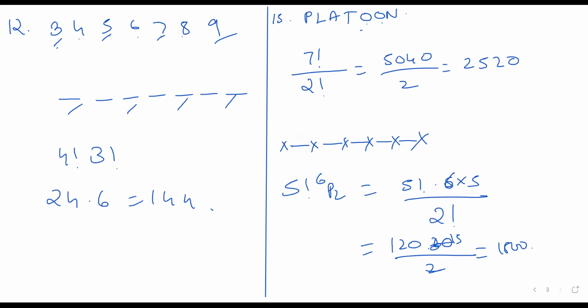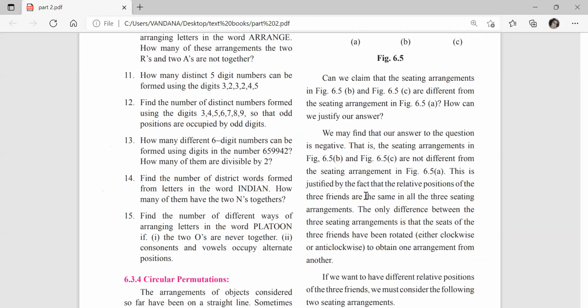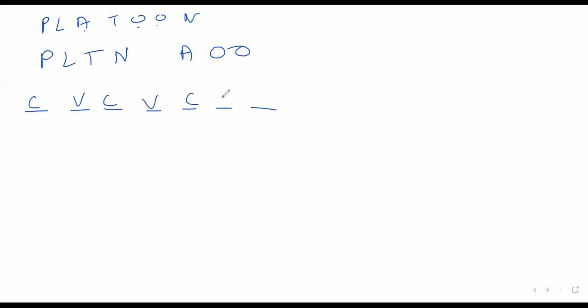Then the last case: consonants and vowels occupy alternate positions. In platoon, consonants are P, L, T, N, and vowels are A, O, O. And in 1, 2, 3, 4, 5, 6, 7, consonants and vowels are to occupy alternate places. So it should be consonant, vowel, consonant, vowel, consonant, vowel, consonant. I cannot have vowel, consonant because they won't be alternate in that case.